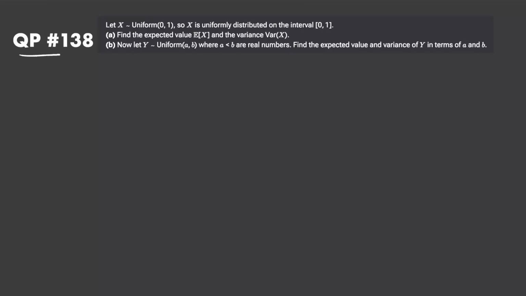Hello everyone, today let's take a look at QP138, just deriving the mean and variance of the uniform distribution. So first of all, in part A, we have x distributed as a uniform random variable between 0 and 1, and we just need to find the expected value of x and the variance of x. So let's start with the expected value.